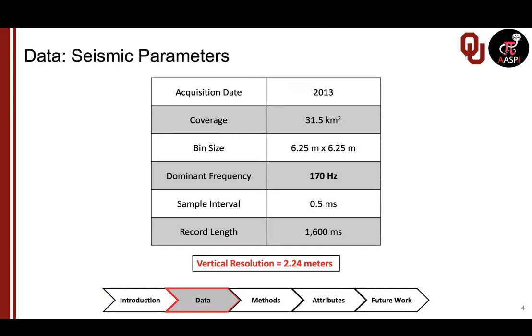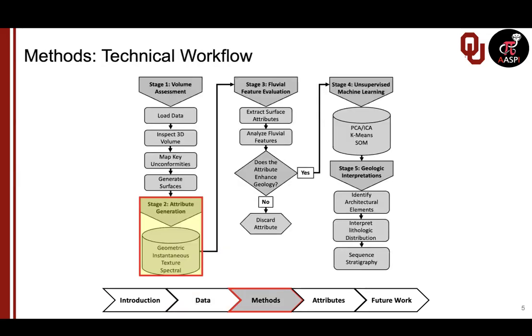So very high frequency. We also have, as expected, a very small sample interval of 0.5 milliseconds. Because it's such high frequency, the survey doesn't go that deep, only about 1600 milliseconds. But nonetheless, because of that very high dominant frequency of 170 hertz, we have a vertical resolution of about 2.24 meters. So we're able to see a lot in the subsurface that conventional seismic is not able to see.